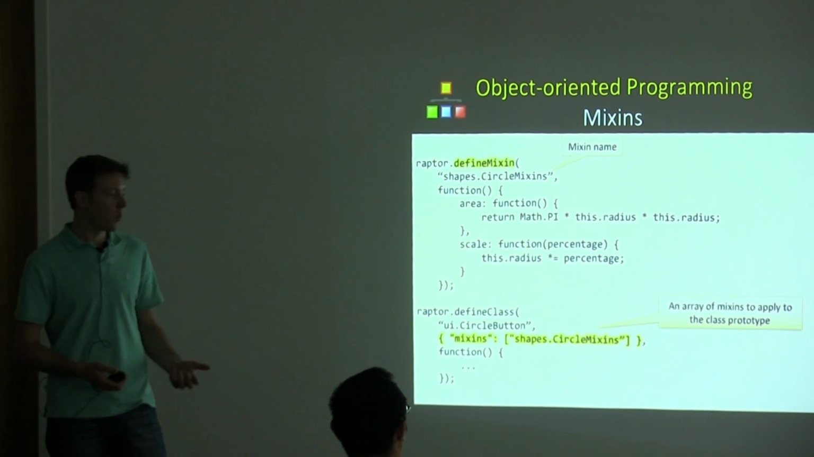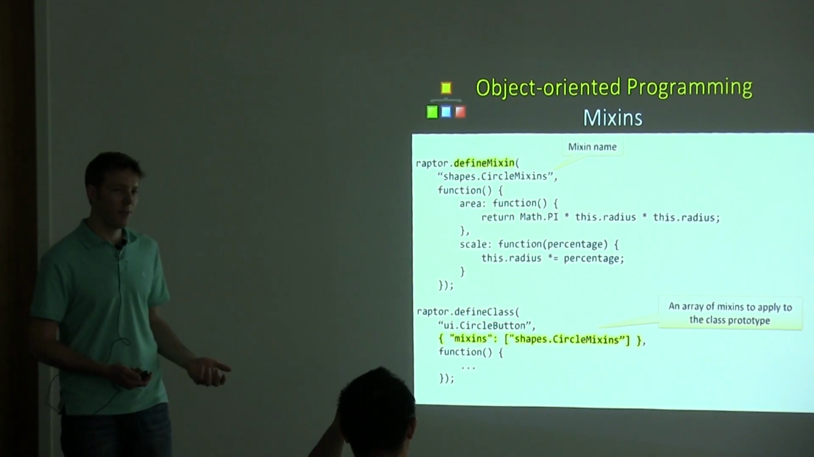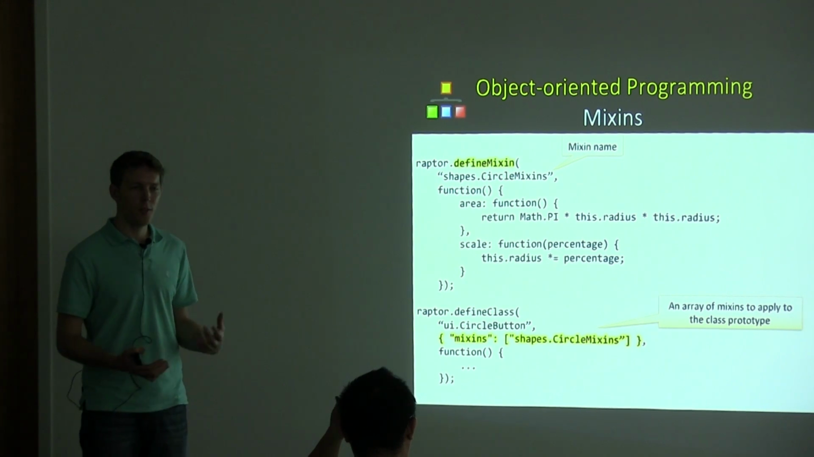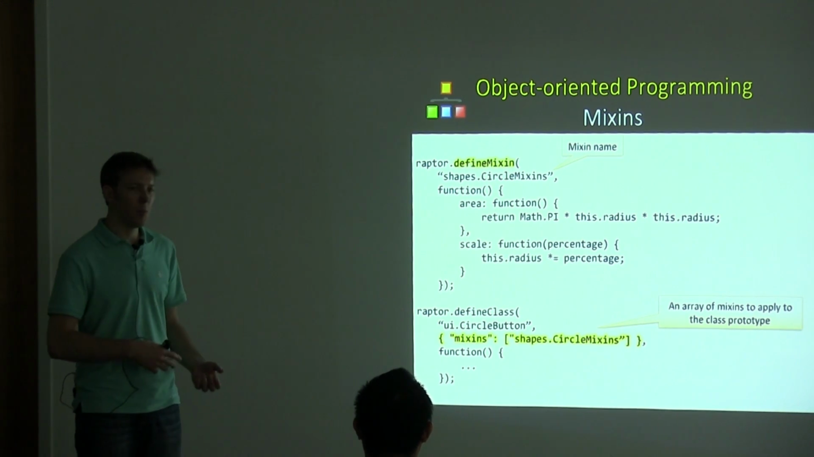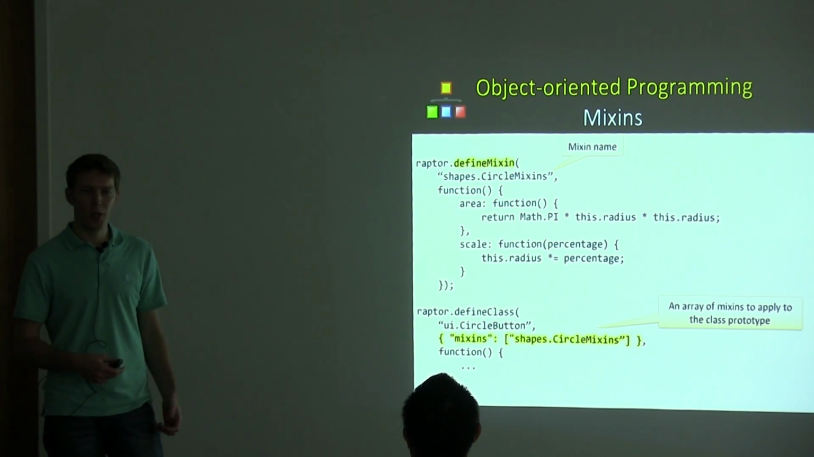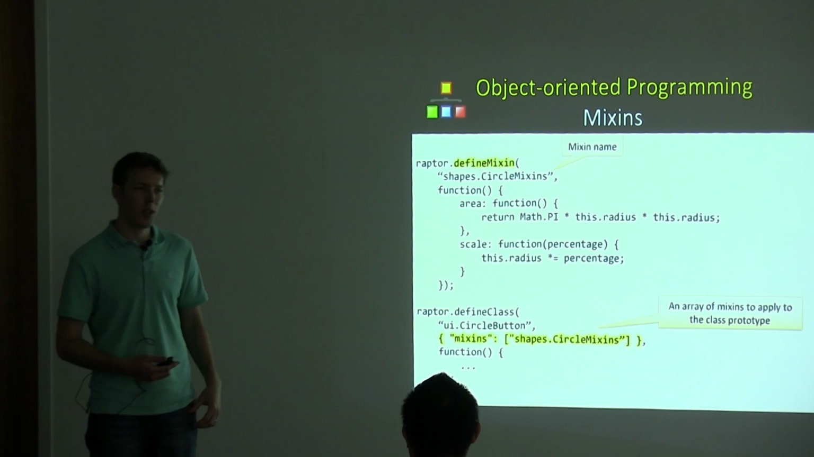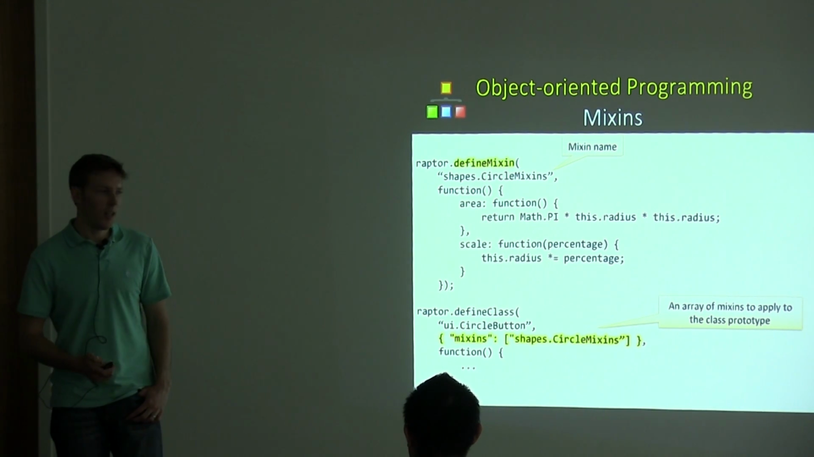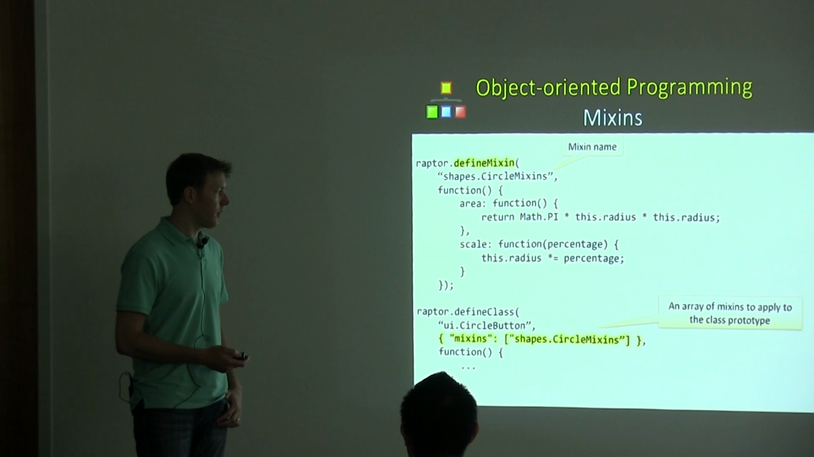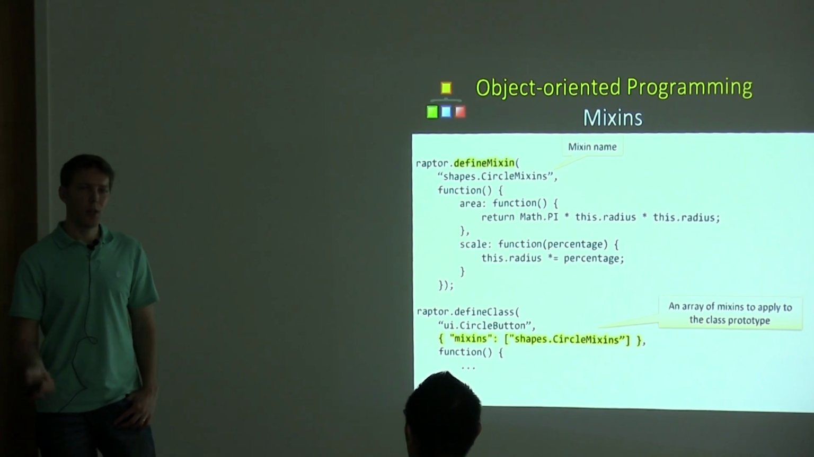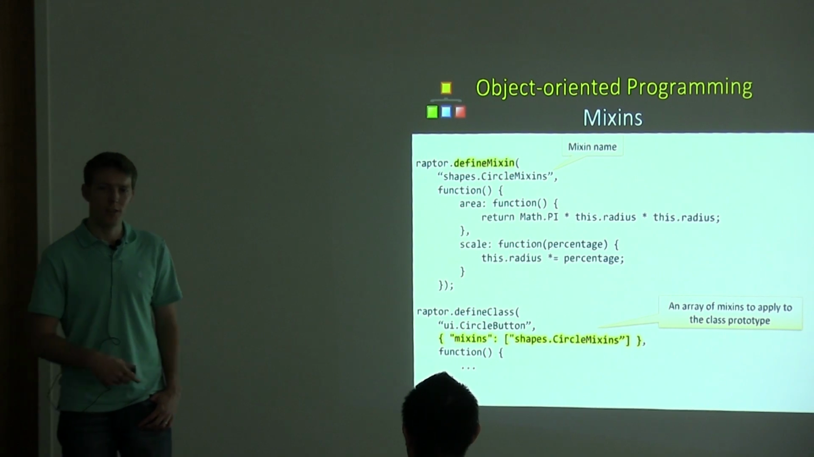That object becomes the mixin that can then be applied to another class. So at the bottom, you see raptor.define class. If you have a circle button that has circle functionality, you can just apply the circle mixin to that particular class, and those properties will be available to all of the instances of that class. You can apply mixins to both classes and modules, and it works the same way. The only difference, I guess, is that mixins applied to a class are applied to the prototype of the class, not to the actual instances of the class.